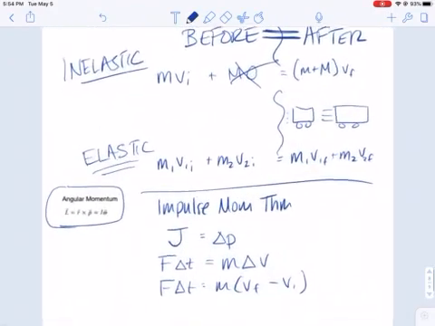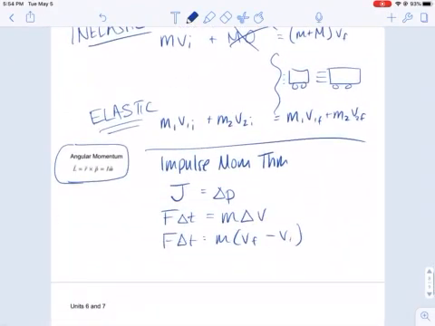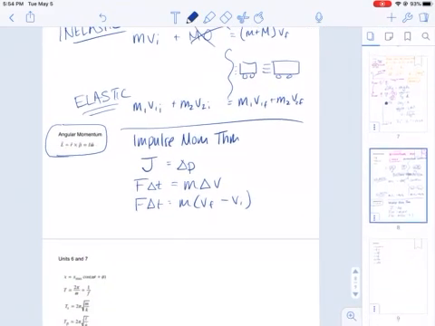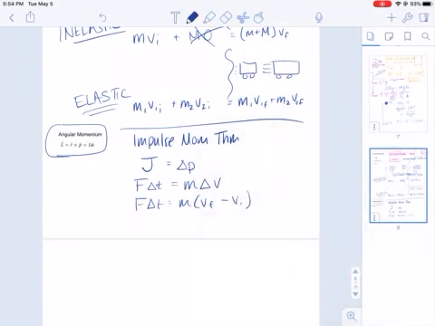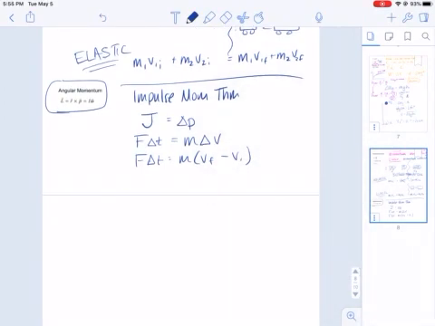The units for impulse are Newton seconds, and the units for momentum are kilogram meter per second. These two things are equivalent because, as you may recall, a Newton is a kilogram meter per second squared, and when you multiply that by a second, you get a kilogram meter per second.